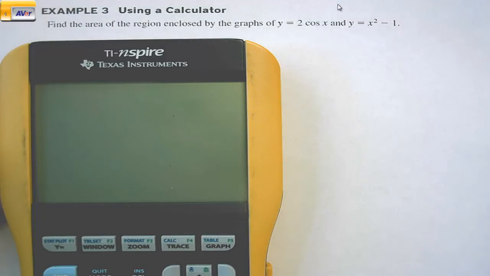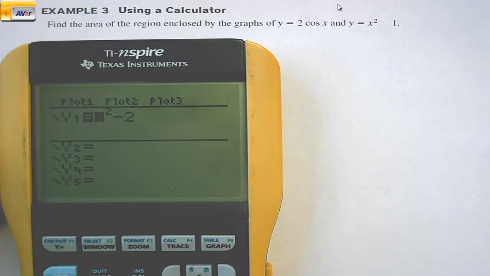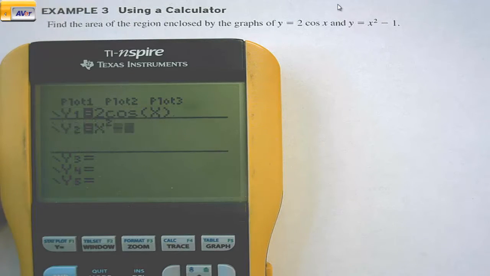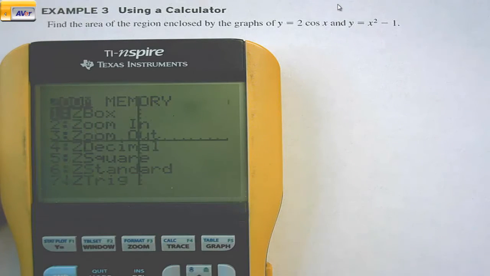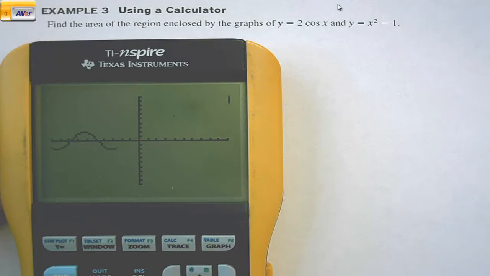Example 3, find the area of the region enclosed by the graphs of y equals 2 cosine x and y equals x squared minus 1. Let's go to y equals, and let's put 2 cosine of x into y1 and x squared minus 1 into y2. Let's go zoom number 6. Here comes the cosine graph.